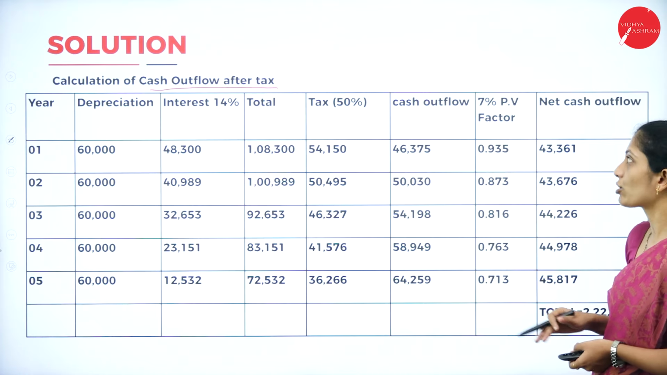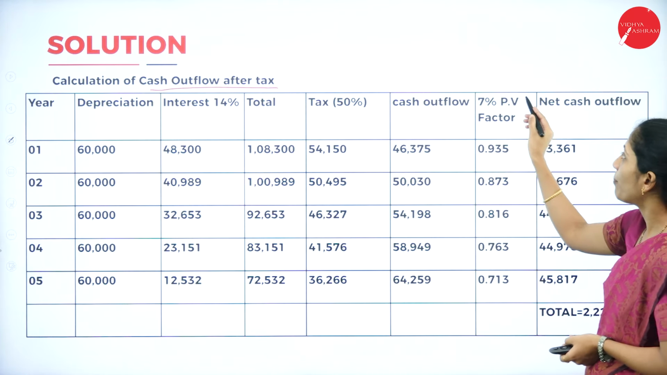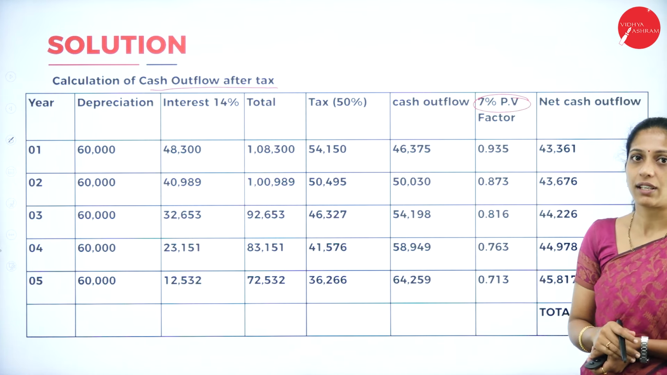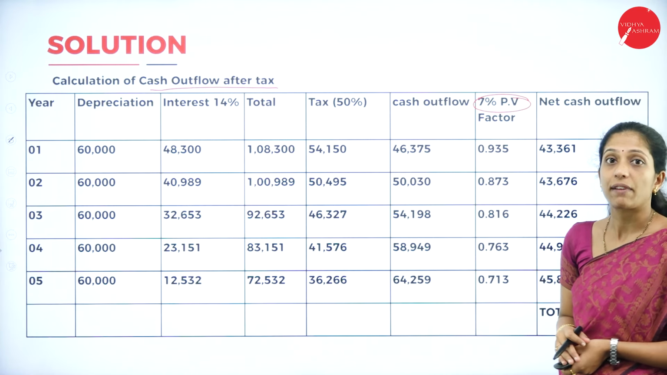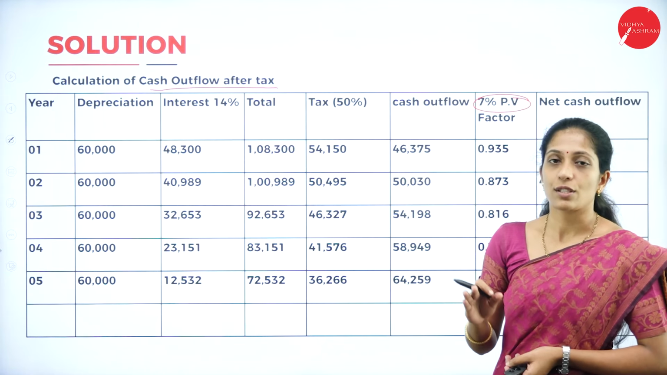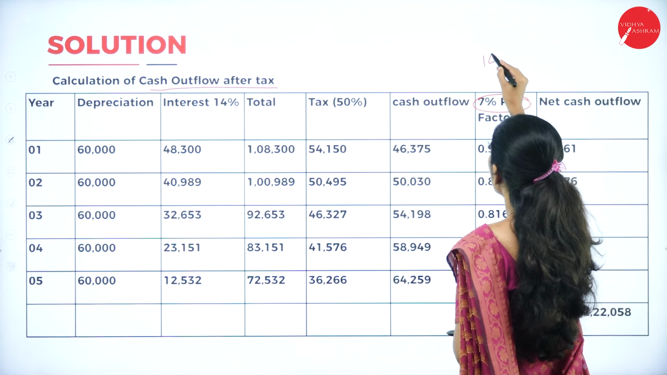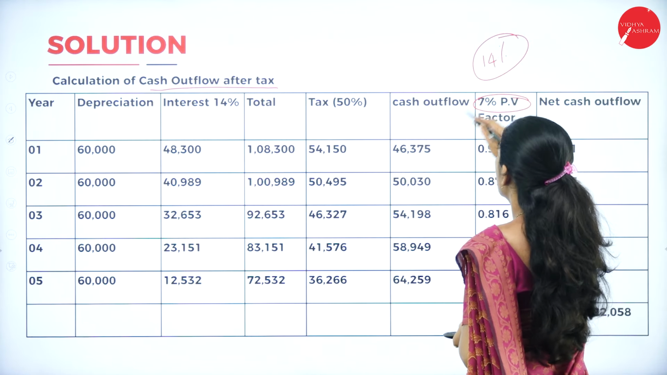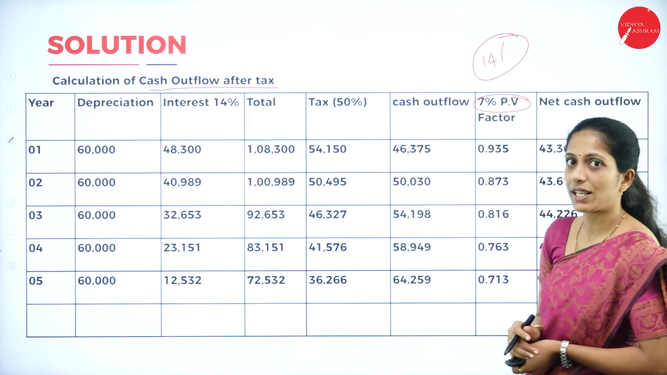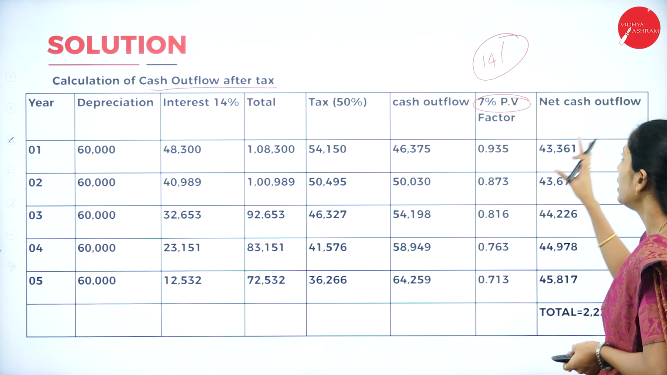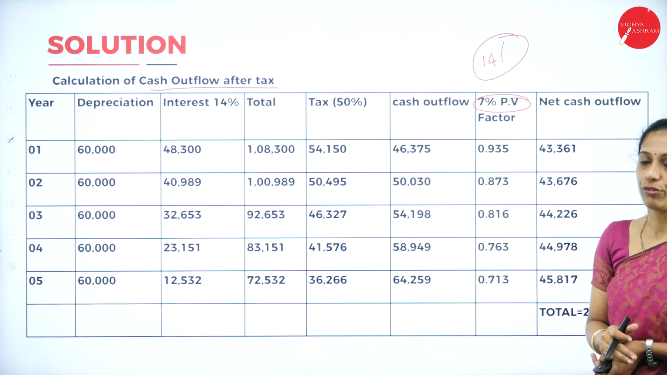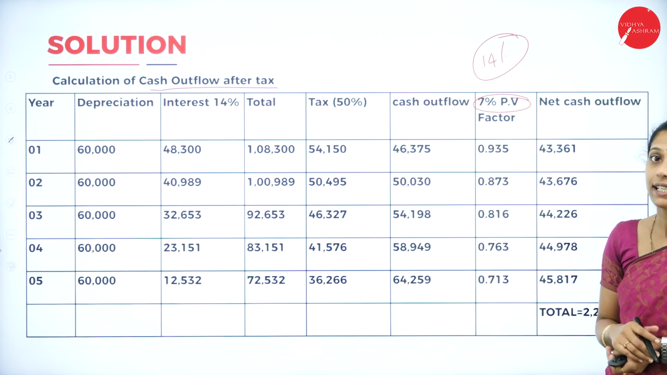What is the actual cash outflow? Then we have to apply the 7% PV factor. This is because it is half of 14%. Here 14% was the interest, right? Half of 14% is 7%. They have given the PV factor. Next, net cash outflow. When you multiply, you will get the net cash outflow.